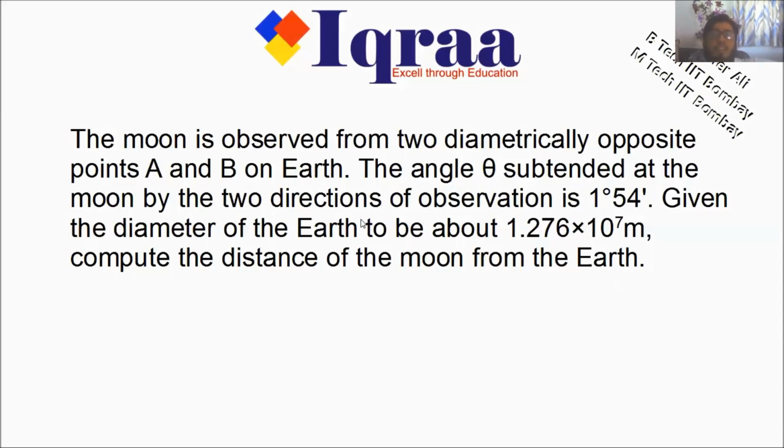So you can refer to this question in your NCERT book. This question says that from two diametrically opposite points of the Earth, we are observing the moon. And from these two points, the angle theta subtended by the moon at these two observations is 1 degree 54 minutes. Now you can see that this angle is very small. And the diameter of the Earth is about 1.276 × 10⁷ meter, and that is very large.